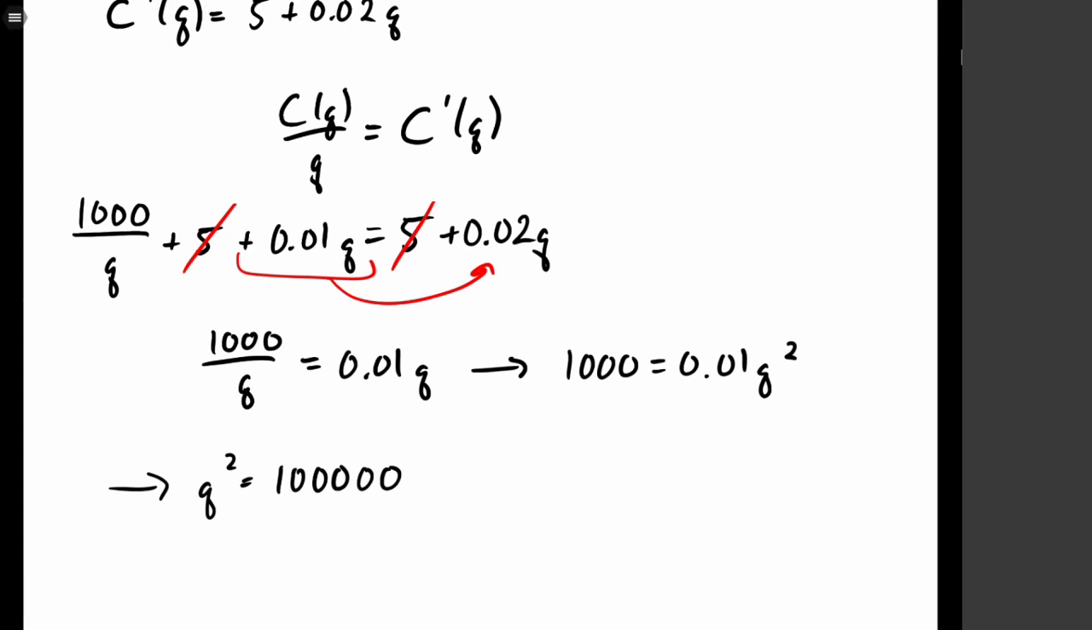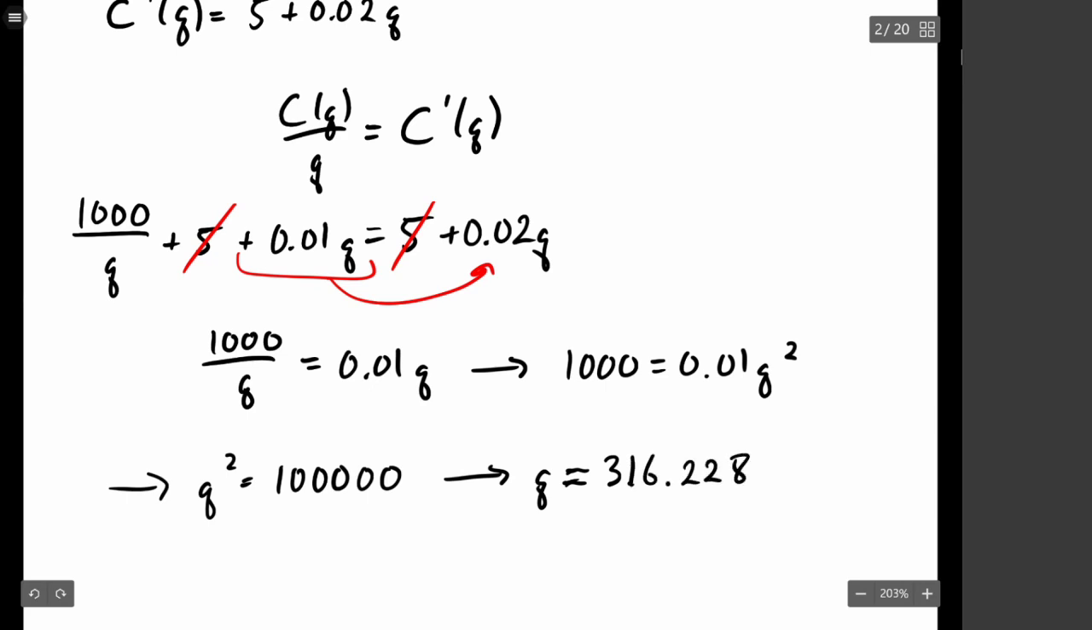All right, and so Q squared is 100,000. Right. Now, Q, it doesn't make sense to have a negative number, so we only care about the positive square root of this. So square root of 100,000. So this is approximately 316.228.